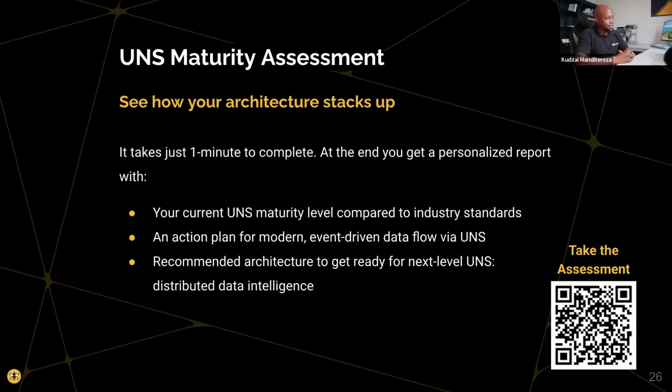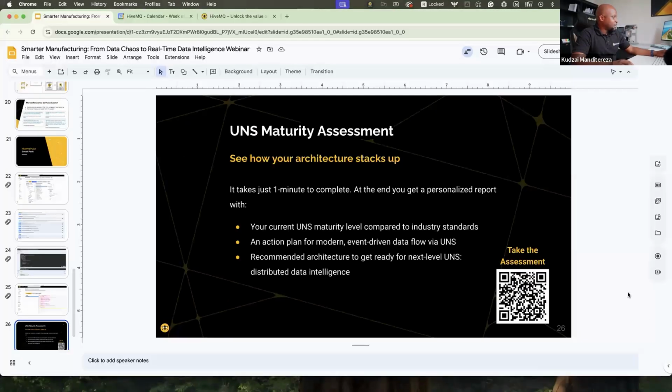You can use the QR code here on the screen. It will take you to the page. In a minute, you can go through the questionnaire and get a report on exactly where you are as far as UNS maturity is concerned. With that, you're also going to get an architecture recommendation on what you need to do to move into the next phase of readiness for unified namespace.